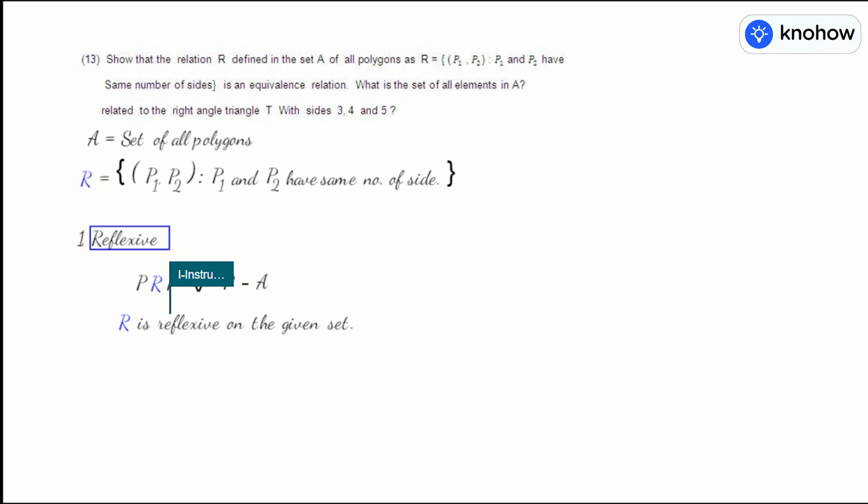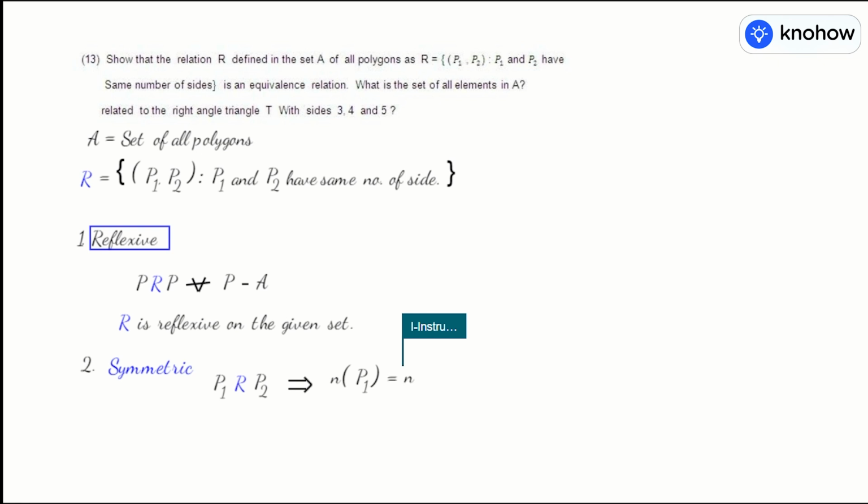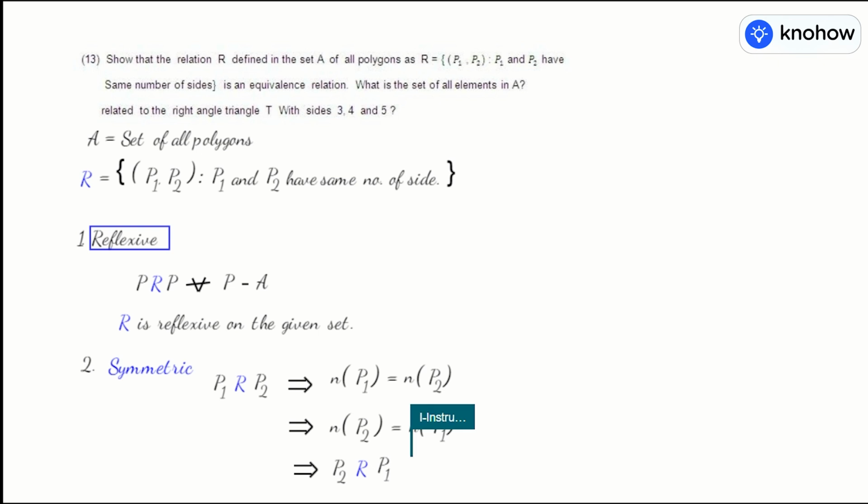Number two, let me check whether the given relation is symmetric or not. Let P1 be related to P2. What does it mean? That the number of sides in P1 is the same as the number of sides in P2. Obviously, the number of sides in P2 should be the same as the number of sides in P1, or P2 is related to P1. So P1 related to P2 implies P2 related to P1. We can conclude that R is symmetric.